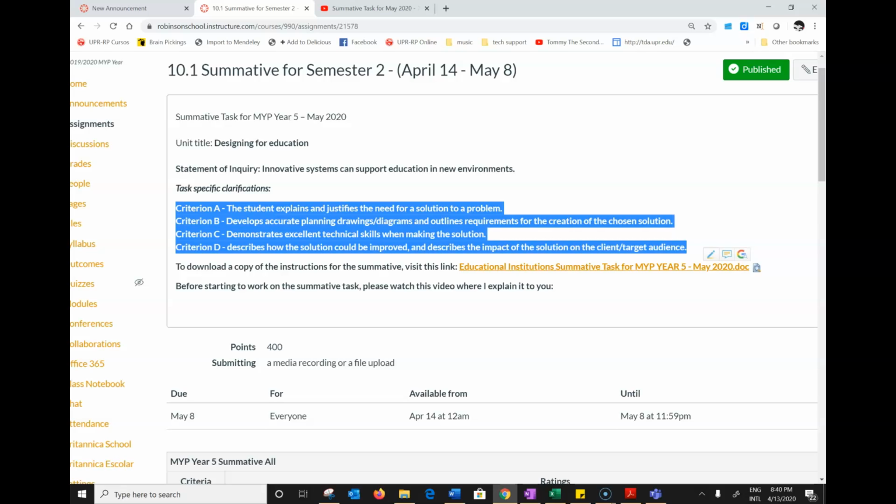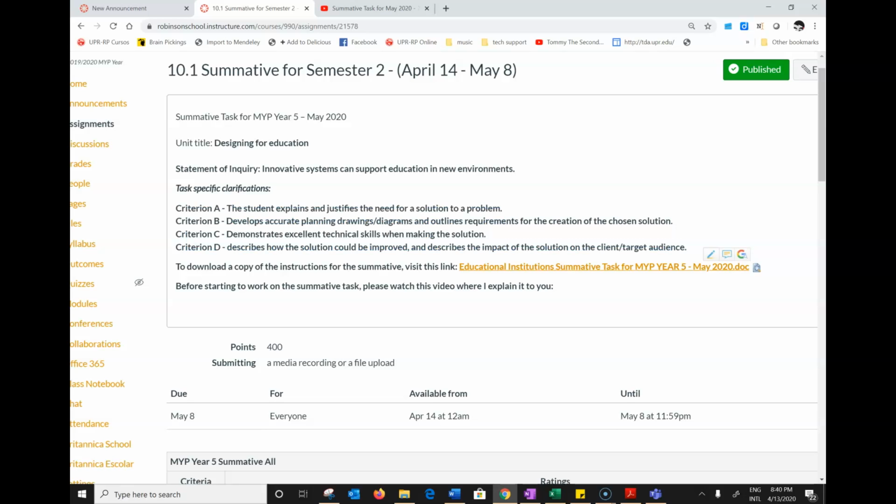For criterion C, I need you to demonstrate excellent technical skills. And by that, what I mean is that you're giving me your very best when you do it. And for criterion D, you describe how the solution can be improved and the impact of the solution on your target audience, the people that you're building it with. Now, again, this is section 10.1.